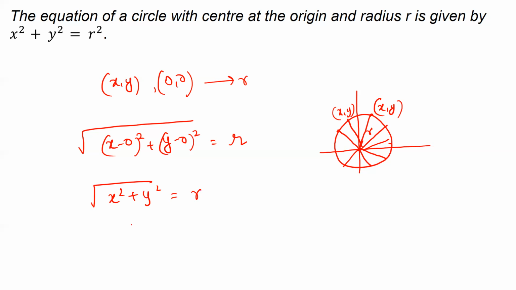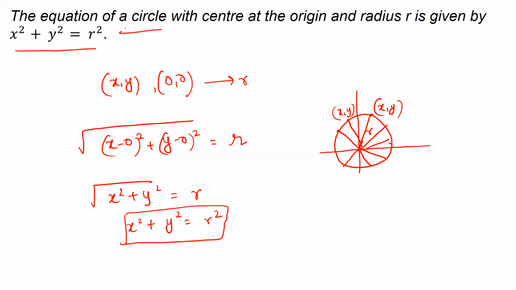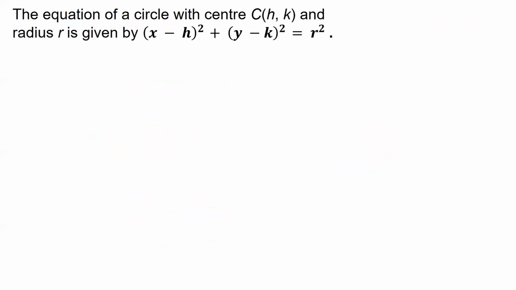Now you square both the sides, so you get x squared plus y squared is equal to r squared. And this is exactly what we are given. We are given that the equation of a circle with center at the origin and radius r units is actually x squared plus y squared is equal to r squared. And we have derived it successfully.